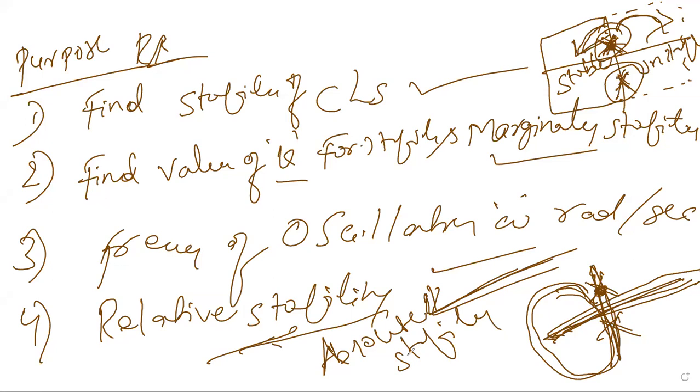That's what it is telling. Absolute stability is telling about whether the system is stable or not. But relative stability is explaining how far the roots of the characteristic equation, or poles of the transfer function, are away from the stability boundary.